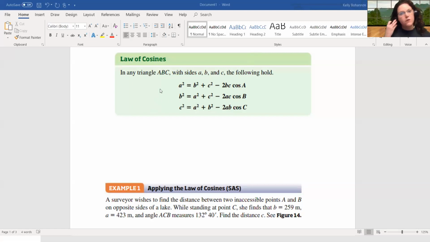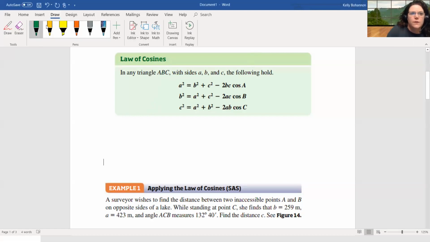Now, you can use law of cosines with the pieces from law of sines, but to be honest, it's a little bit more difficult, a little bit longer formula. So if you can use law of sines, then I think that's the easier of the two. So you try to use that first. But if law of sines won't work, this is law of cosines.